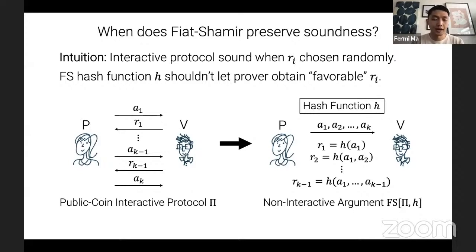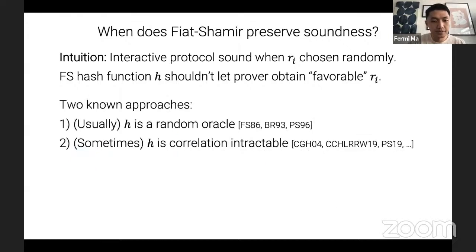So here's the intuition to keep in mind. You have an interactive protocol that is sound when these r_i, these random challenges, are in fact chosen randomly. So what the Fiat-Shamir hash function H should guarantee is roughly that this shouldn't allow the prover to obtain favorable r_i, right? It shouldn't allow it to generate verifier challenges that will allow it to fool the verifier on a false instance. So there's basically been two classes of approaches for formalizing this in the literature.